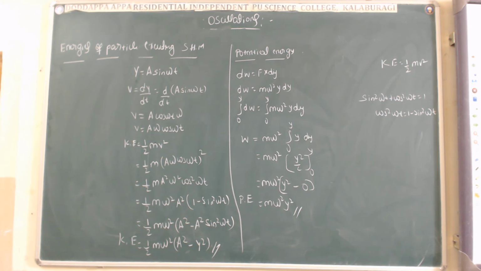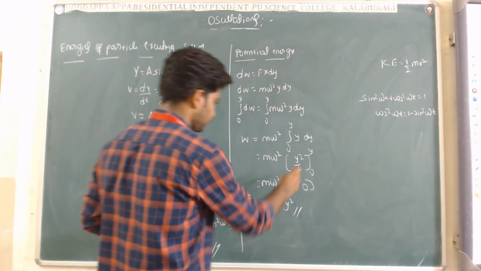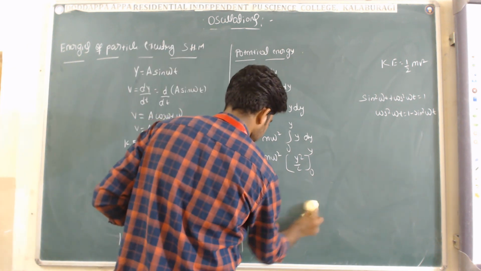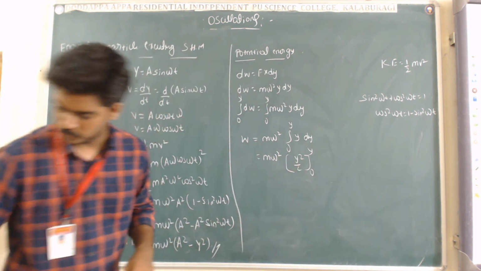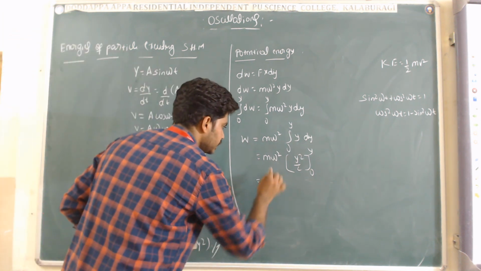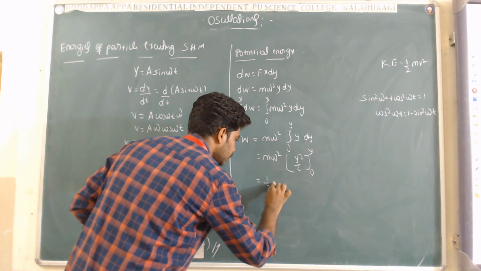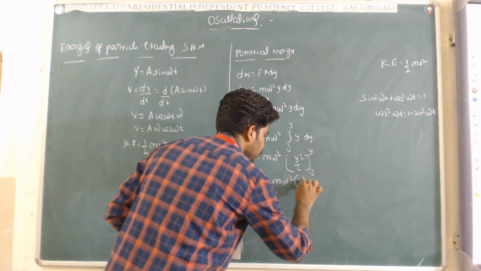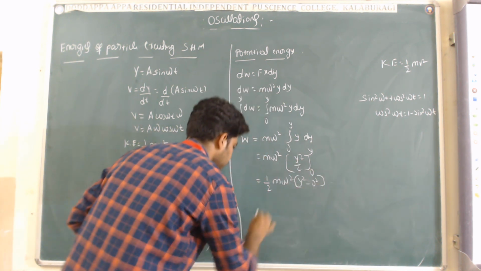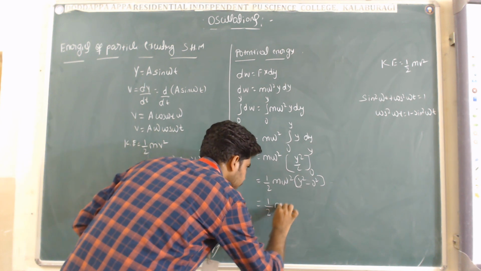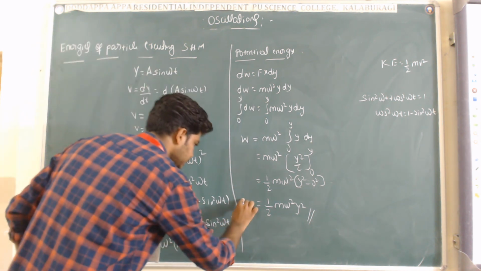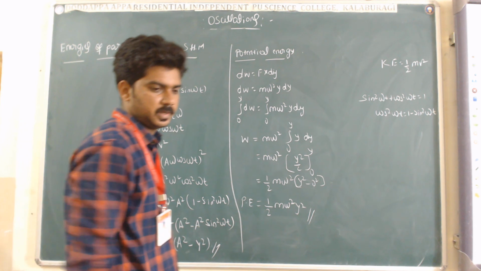These are the two energies which are involved in the particle executing simple harmonic motion. Yes, here 2 is there now. We have to write 2 also. I have forgotten to write the 2 below. So 2 is there, you keep outside half m omega square. Now apply in place of y, first the upper limit y square minus the lower limit 0 square. So finally it will be half m omega square y square. This is the expression for the potential energy.